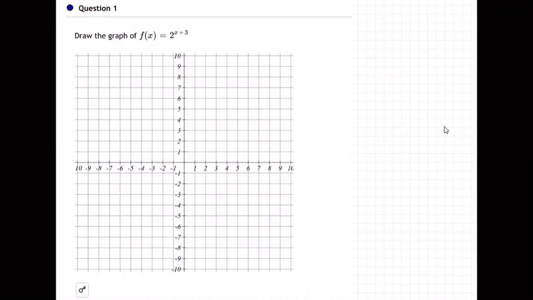Okay, so how's this going to work? On question number one here, we are graphing this, and this is an exponential function. Notice that x is in the power. It's an exponent. So we call this an exponential function because the x is in the power. Okay, so how do we actually graph this thing?